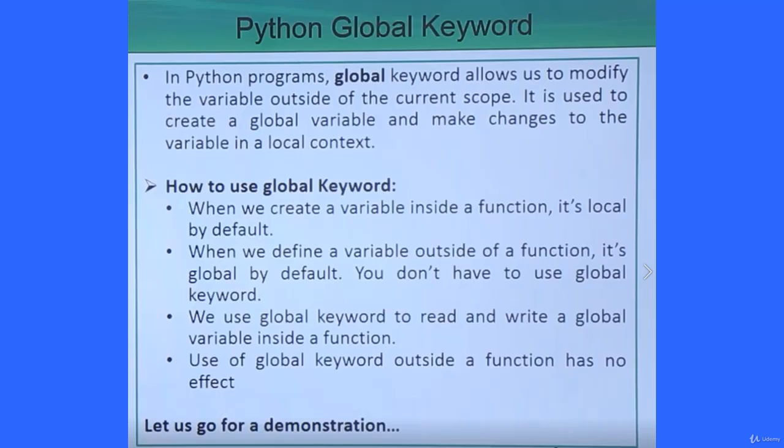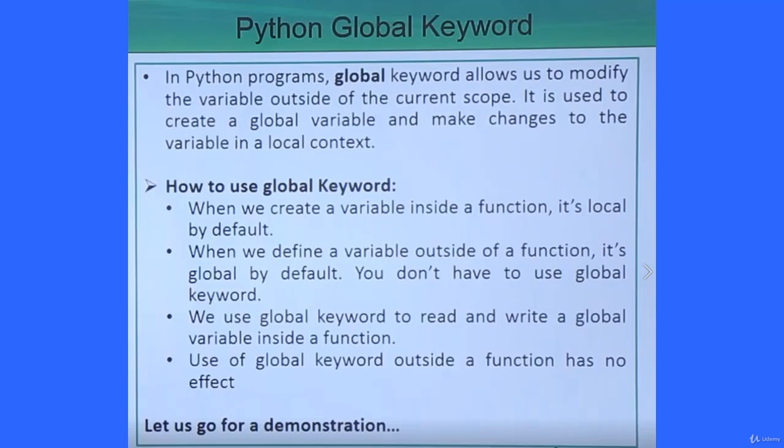Python global keyword. So we know that we have multiple keywords available in Python, but in this video we are concentrating only on the global keyword. A Python program's global keyword allows us to modify the variable outside of the current scope. So we can change the variable value outside of the current scope, and it is used to create a global variable and make changes to the variable in the local context also.